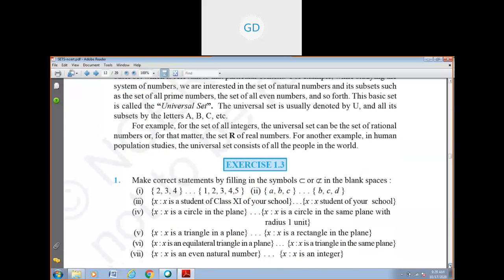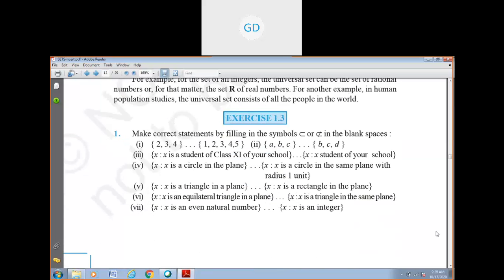So let's pick up some examples from an exercise. I do hope you have understood the previous discussion on subset, power set, and universal set. Based on this previous discussion, some examples are given here in the exercise. Let's pick up some questions. Look at the screen. Question number one. Some sets are given. Some are in set builder form, some are in roster form.